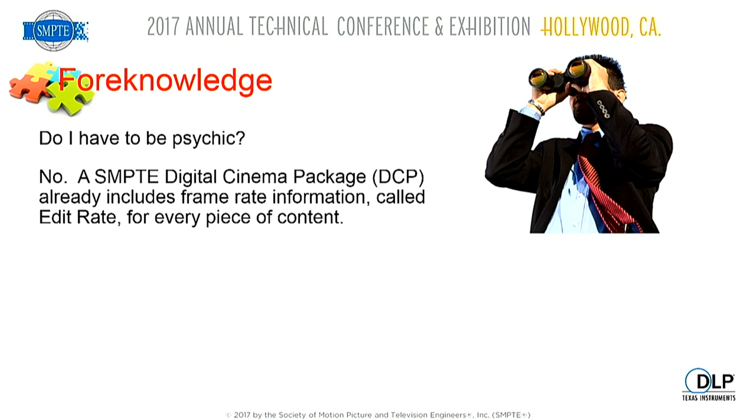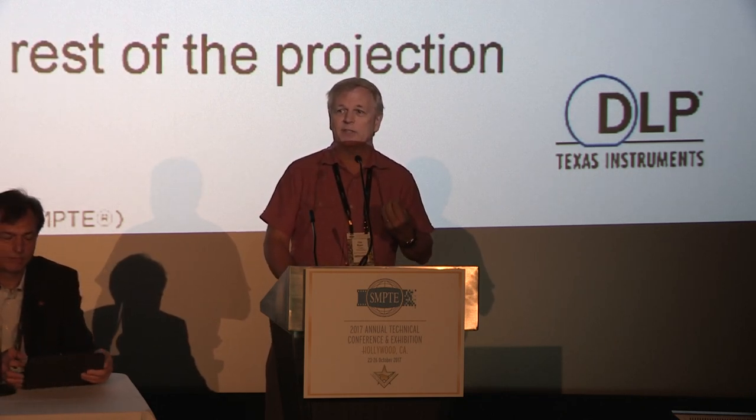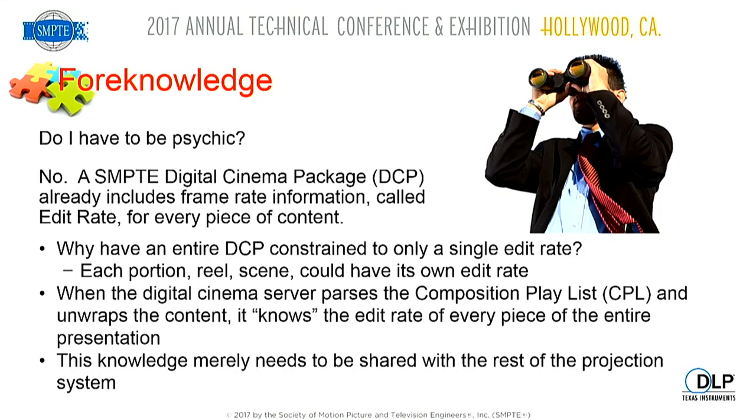A SMPTE DCP already includes the frame rate information for every piece of content. For the video, for the audio, for the subtitles, for the closed caption, every single reel, every single piece of content has this edit rate embedded in it, okay? So there's a constraints document that says for a composition, every essence, every piece of that composition shall have the same edit rate. But what if that weren't true?